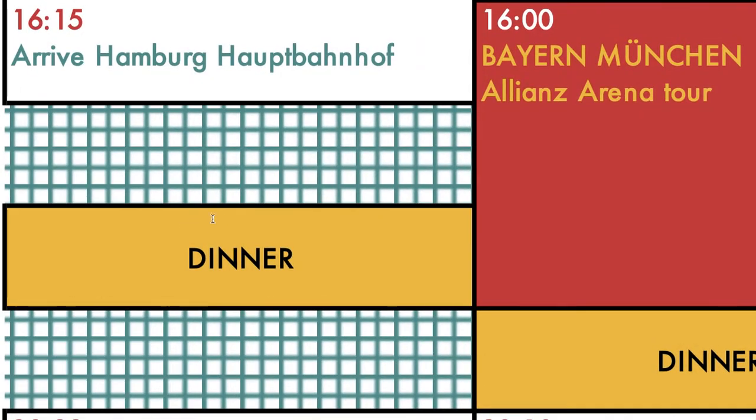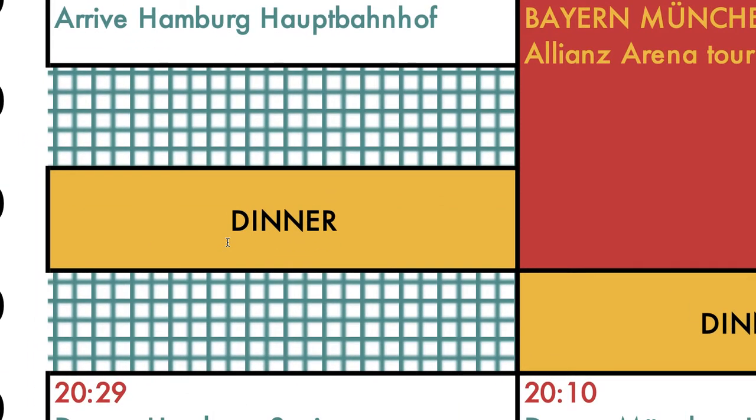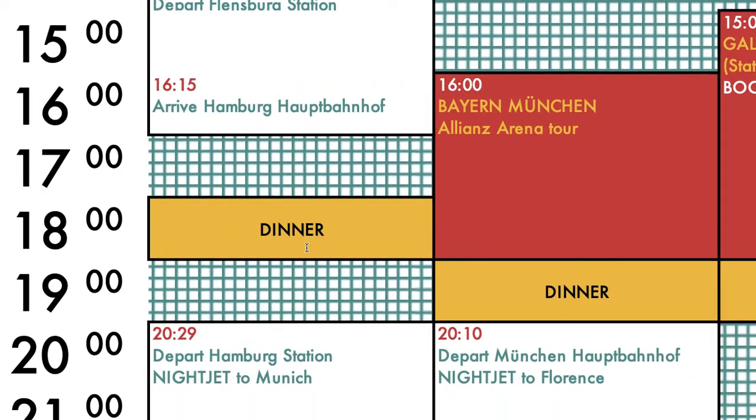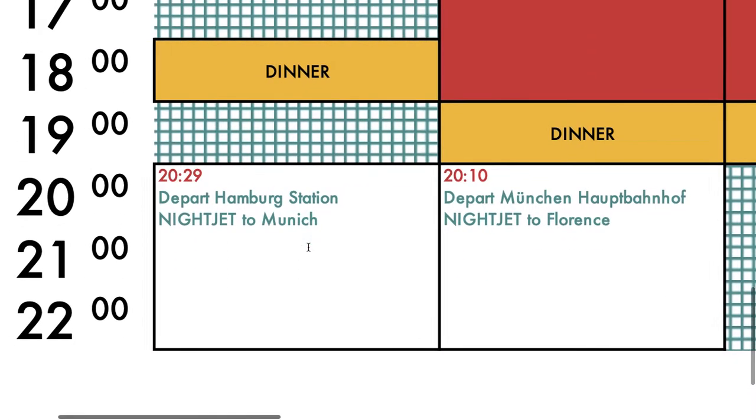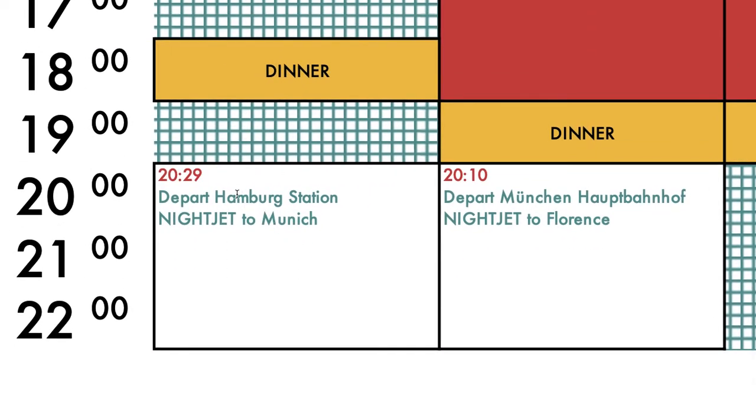Dinner at Hamburg main railway station. There's a big place where you can choose lots of places to eat there. That would have cost money. I could have said to people that they needed to bring lunch money for that first day or bring lunches with them, so potential saving there. But as a rule, I would have included that in the cost. And then it would have been an overnight train from Hamburg to Munich.